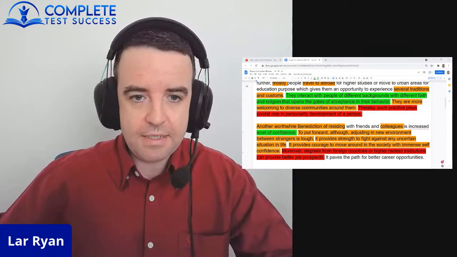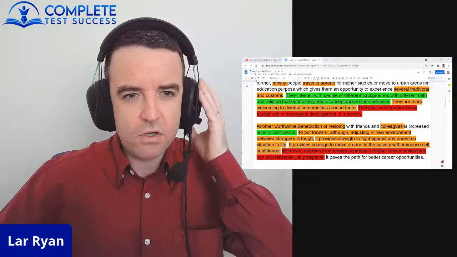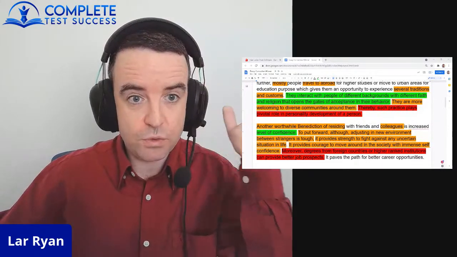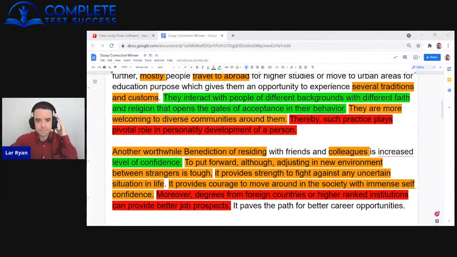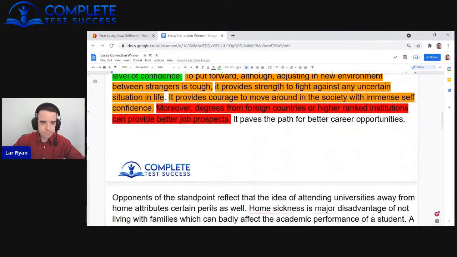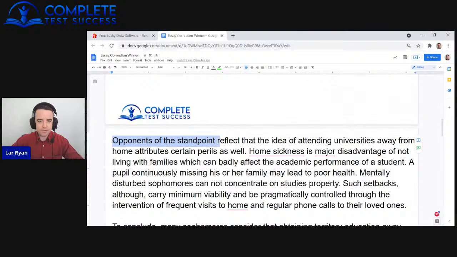Okay, so again, the next paragraph, we're looking for the disadvantage, which wasn't mentioned in the introduction. So hopefully there's a specific disadvantage here. Okay. Opponents of the standpoint. So there's no standpoint, we're just asking if the advantages outweigh the disadvantages. So there is no standpoint in this essay. There's nobody's view. It's just asking about advantages and disadvantages.